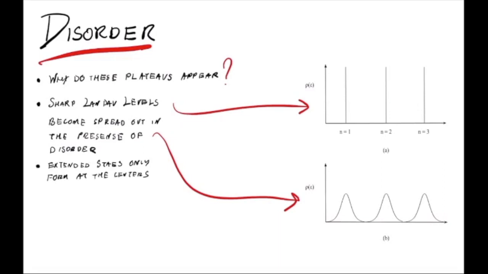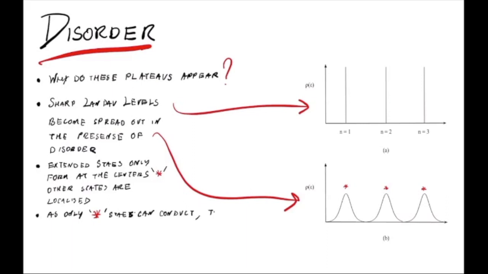Now, what happens when this happens? When we do the mathematics, we see that the extended states can only form at the peaks of these Lorentzian profiles, and all other states will be localized. If that is the case, then we can understand why these plateaus may form. Because as the Fermi energy is tuned through these levels, we can expect that if only the star-marked states can conduct, the Hall resistivity or the conductivity will jump discontinuously.